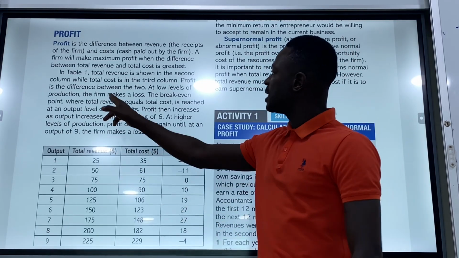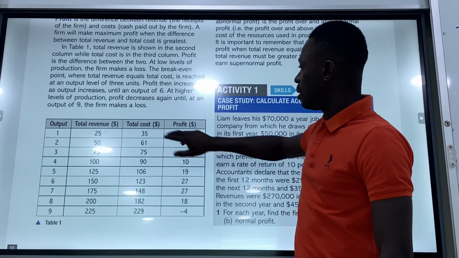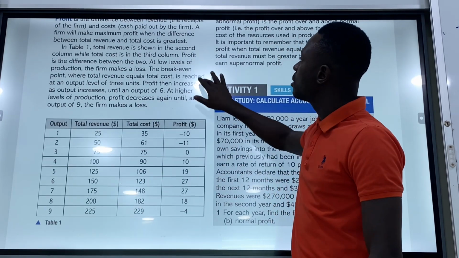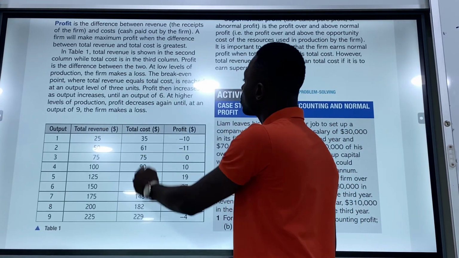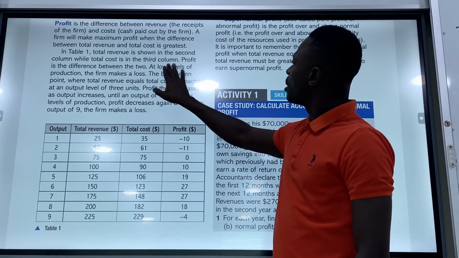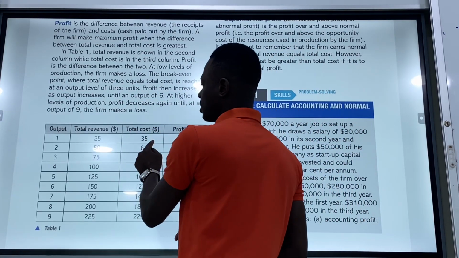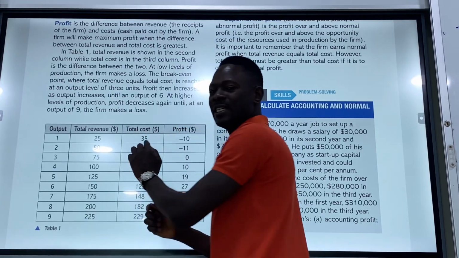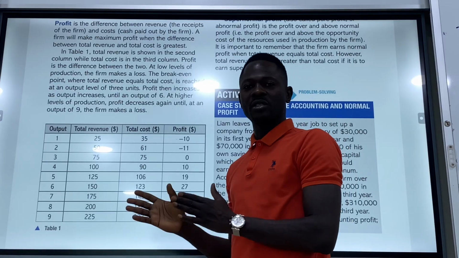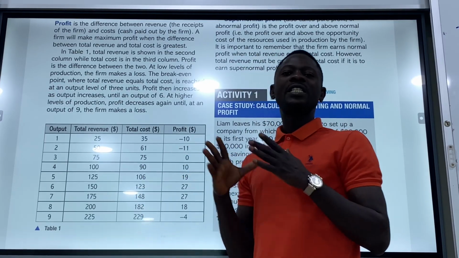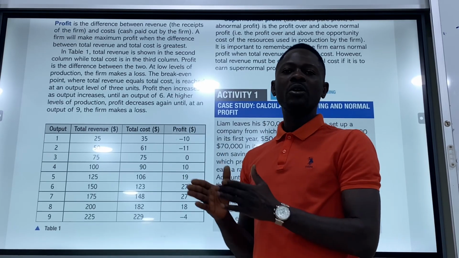I go further. In table 1, total revenue is shown in the second column, while total cost is in the third. This is the total revenue, this is the total cost. Profit is the difference between the two. So our profit is total revenue minus total cost. Our total revenue, TR minus TC, gives us profit. So profit or loss is total revenue minus total cost, TR minus TC, where TR is price multiplied by quantity, and TC is FC plus VC.